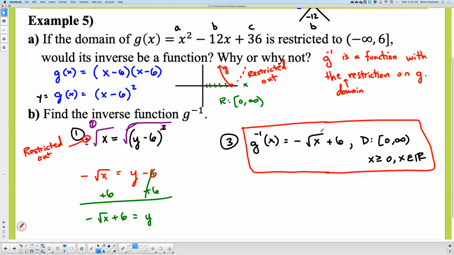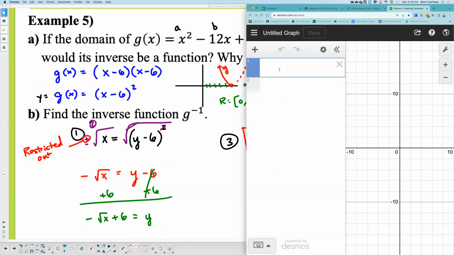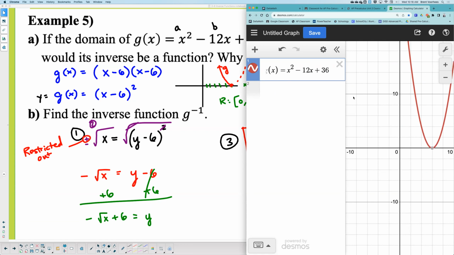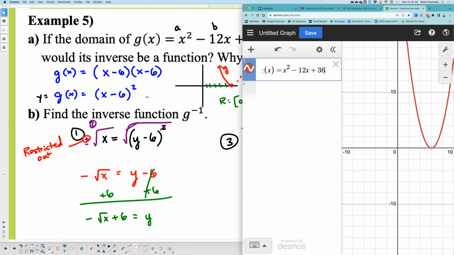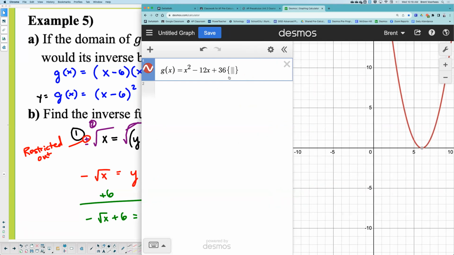See if my Desmos ever loaded, so I can show you how to graph this with restrictions on Desmos. It did load, great. The function g of x is x squared. I'm going to this time do the original, since the calculator is doing the work, and make sure I didn't mess up. Plus 36. Now, if you're going to restrict on Desmos, here's how you do it. You do the squirrely bracket like that. That squirrely bracket is how you do a restriction on Desmos.